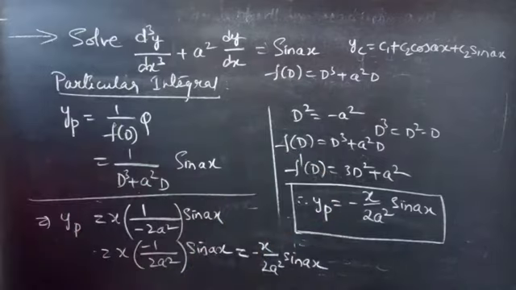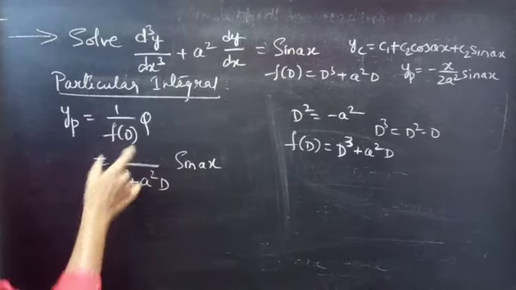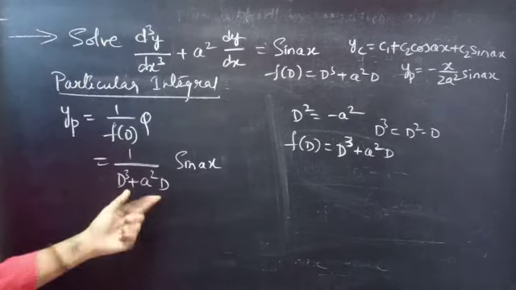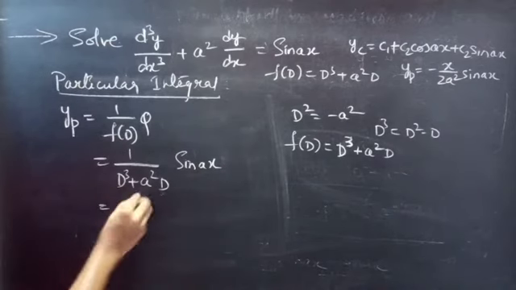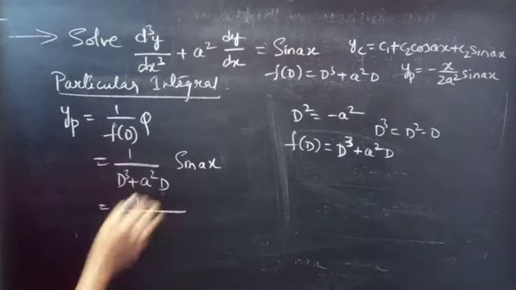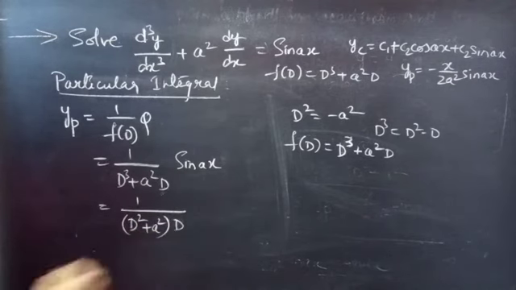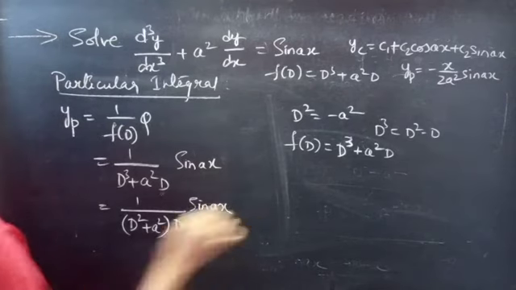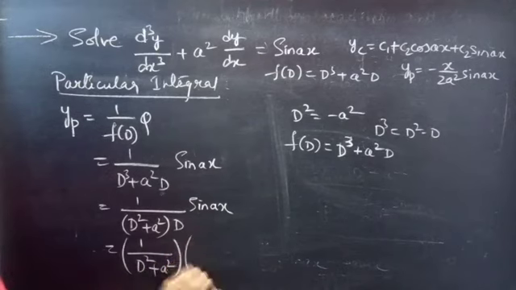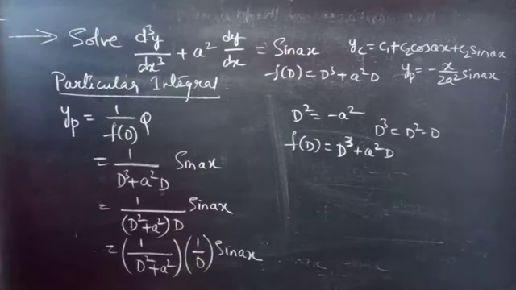Now let's see another method to find yp here. So we have D cube plus a square D in the denominator. We have D in both the terms of the denominator, so we can take D common here. Then we'll get D square plus a square into D, into sine ax. Then we can split this as 1 by D square plus a square into 1 by D into sine ax.